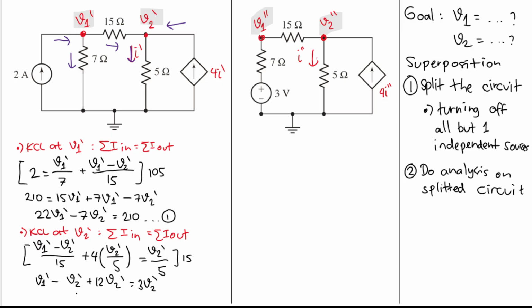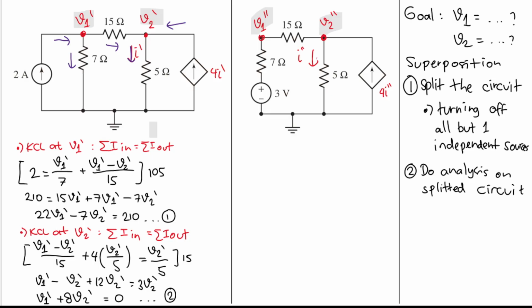Okay, let's see what can we do from here. We will have V1 prime, and then minus 1 plus 12, that will be 11. 11 minus 3, that will be plus 8. So I'll have plus 8 V2 prime. Okay, all of that will equal to 0. And that is equation number 2, right?